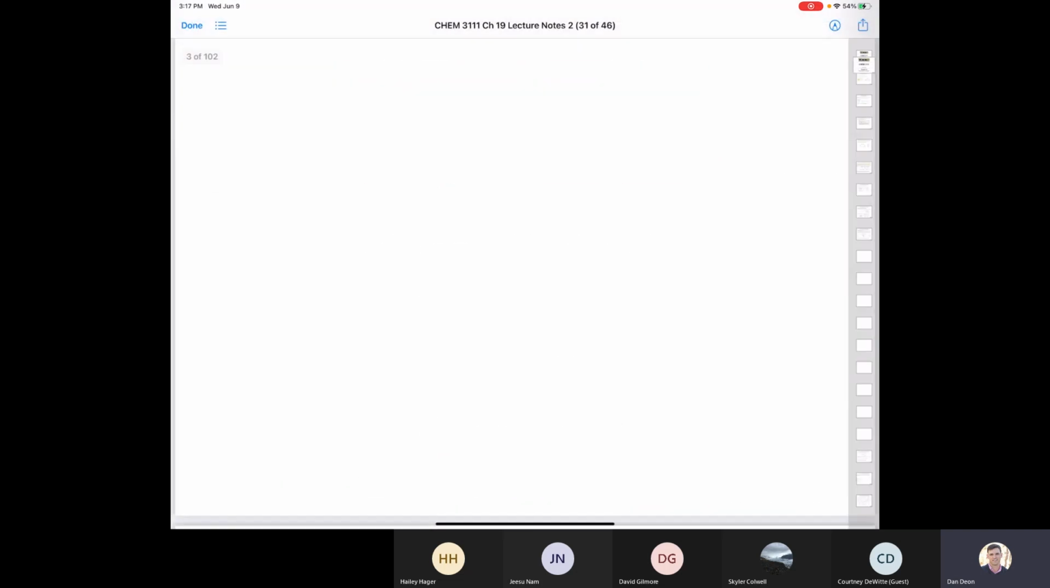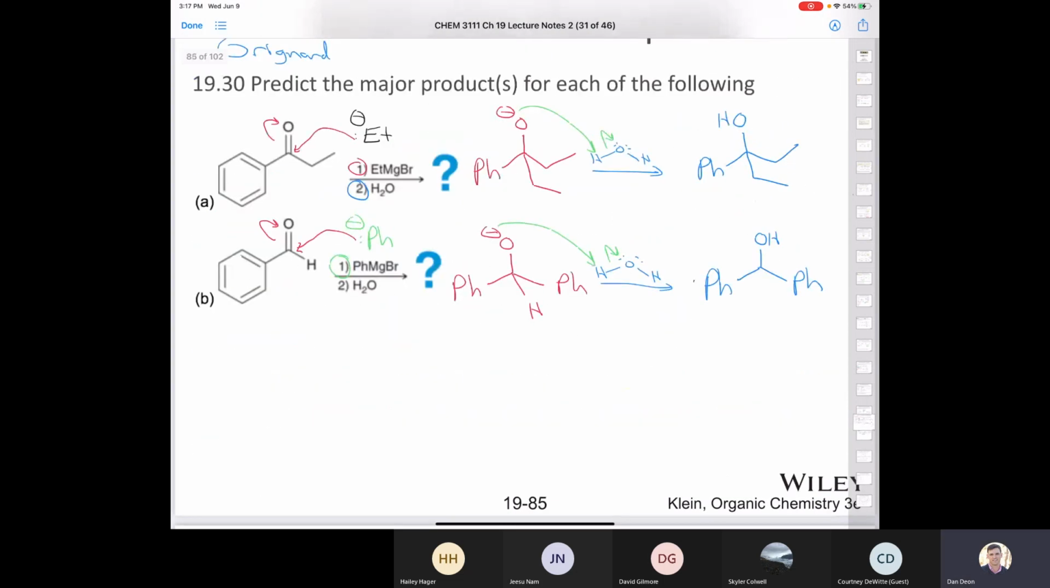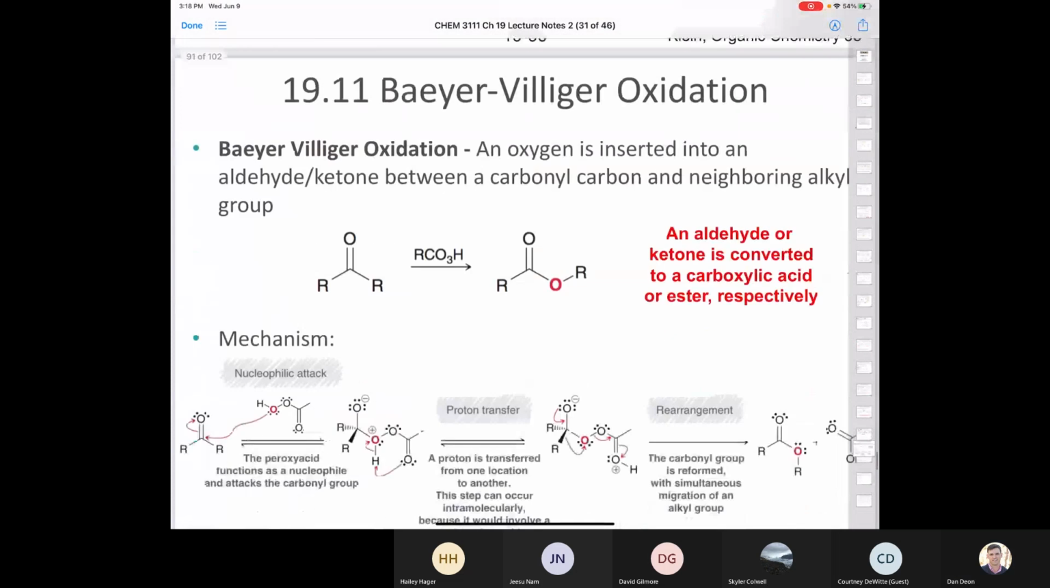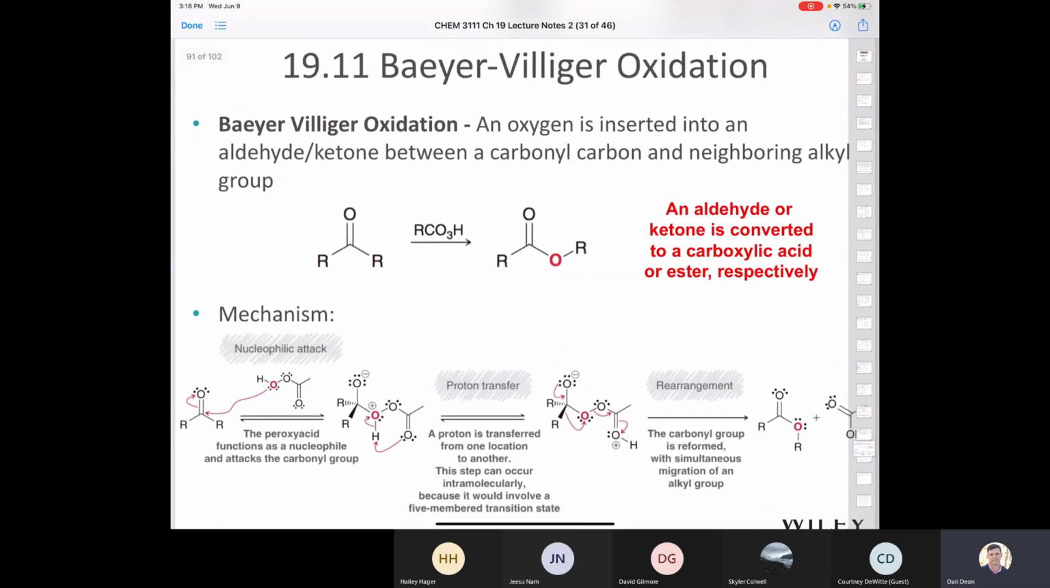It deals with a new reaction. It's called the Baeyer-Villiger reaction. I'm going to show you that reaction right here. Baeyer-Villiger oxidation, another reaction that's a really old one, but a very important reaction in organic chemistry and still widely used to this day.